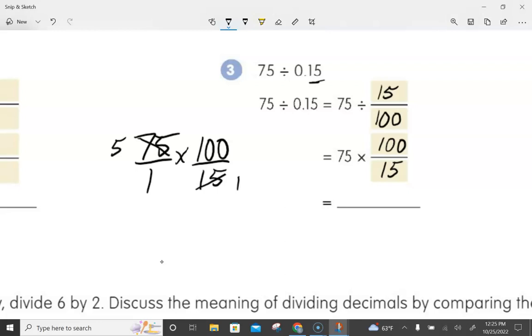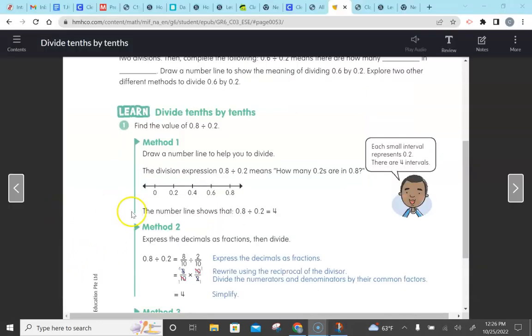Okay, and this is just something that you can do. You do not have to do this. It may be a way just to simplify the process for you. So now I have 5 over 1 times 100 over 1. So now I just do 5 times 100, and that gives me 500 for my answer. Again, that's just a strategy you can use to make it a little bit easier, but if you would just like to multiply 75 times 100, then 1 times 15, and then simplify from there, that's completely fine too.